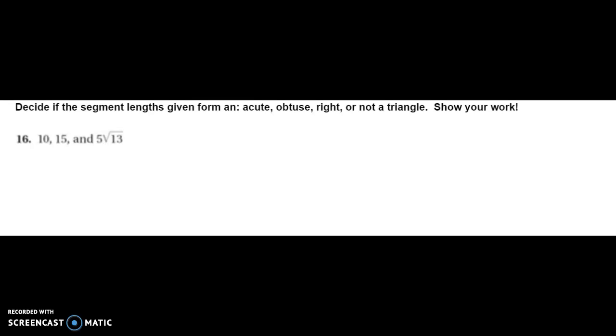We want to figure out if, given these three sides, it's going to form a triangle, and if it does, what kind of triangle. So the first thing we're going to check is: is it a triangle or is it not a triangle? The question here is, do the two smaller sides add up to something that's bigger than the hypotenuse?